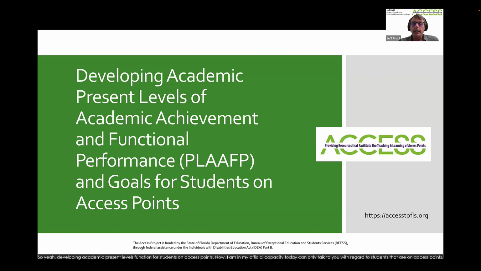So yeah, developing academic present levels of function for students on access points. Now, in my official capacity today, I can only talk to you with regard to students that are on access points. However, a good IEP is a good IEP, right? IEPs don't care if you're on access points, they only care about the individual student's needs. So although we're only here in the capacity of access points, a good IEP is a good IEP.